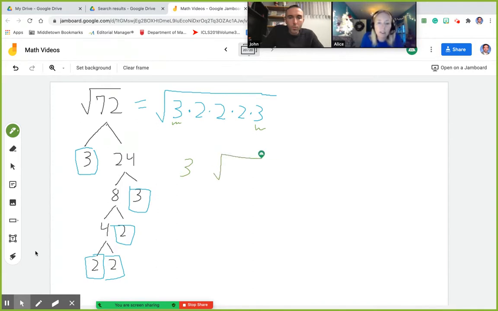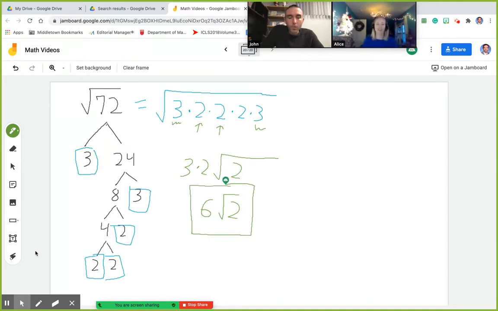Now I'm going to keep going. Maybe I've got another option. I see a 2 here and another 2 here. So I'm going to pull those 2s out and be left with 1 2 outside the radical. And now all I have left is a 2 that's all by itself, so it can't be pulled out. So 3 times 2 is 6. And what's left inside the radical is 2. So my answer is 6 square root of 2.